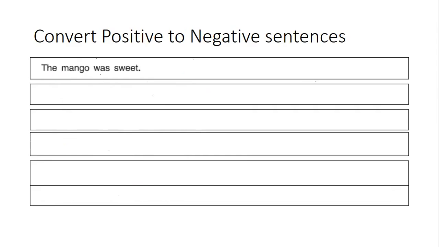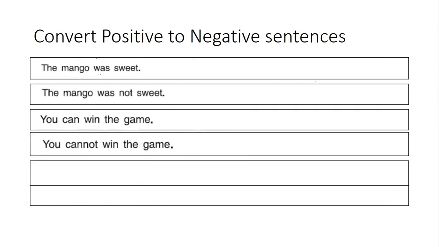The mango was sweet. The mango was not sweet. You can win the game. You cannot win the game. We had a dog. Now here, this sentence you should write this way: We did not have a dog, right? So here "had" is replaced by "did not have".